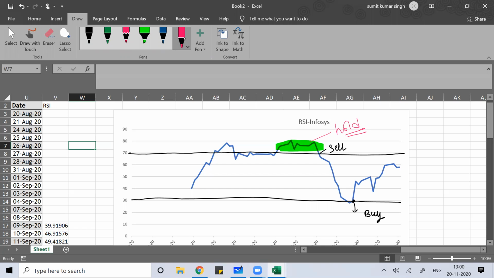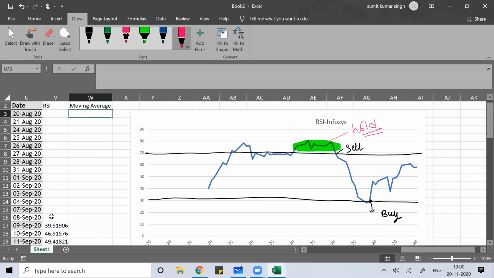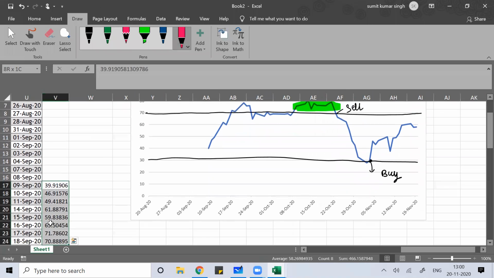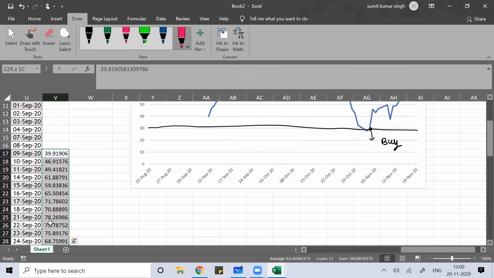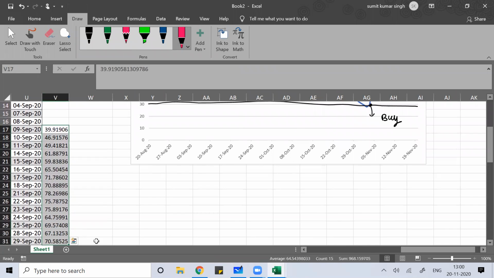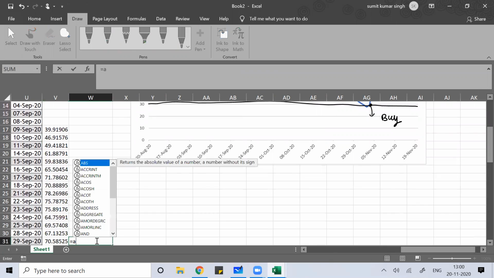Many people also find the crossover. They find the moving average of RSI. Suppose 1, 2, 3, 4, 5, 6, 7, 8, 9, 10, 11, 12, 13, 14. So suppose I'm using a 14-day moving average.